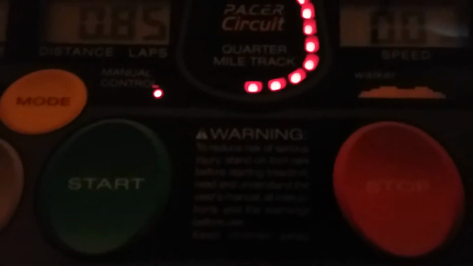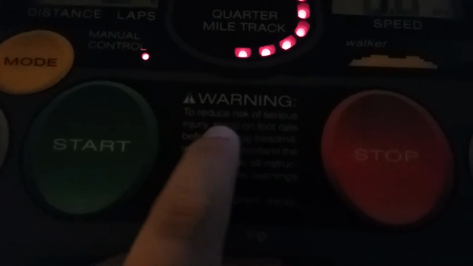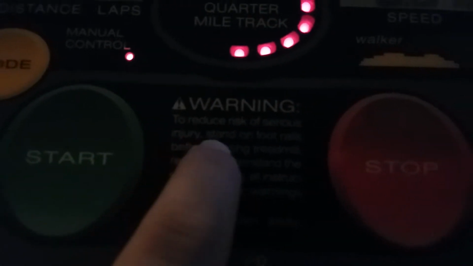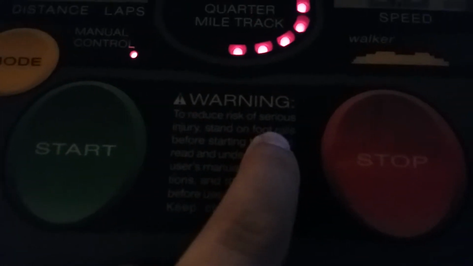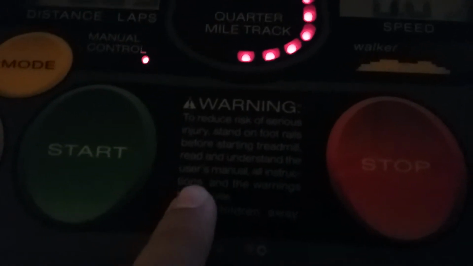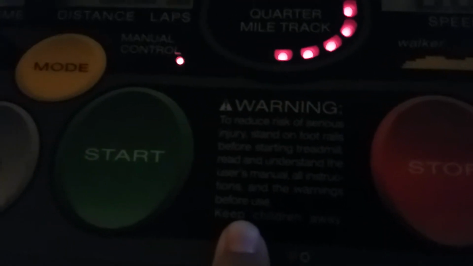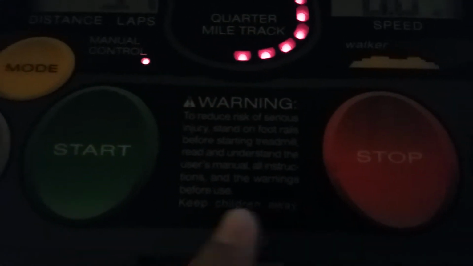Warning: to reduce risk of serious injury, stand on foot rails before starting treadmill. Read and understand the user's manual, all instructions, and the warnings before use. Keep children away. That makes me laugh.